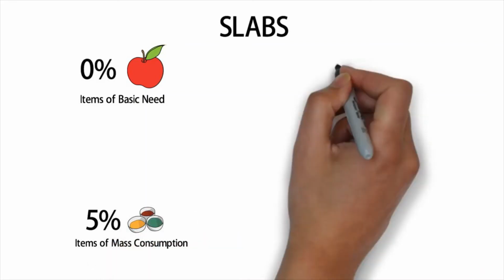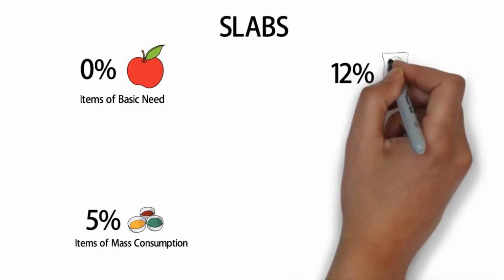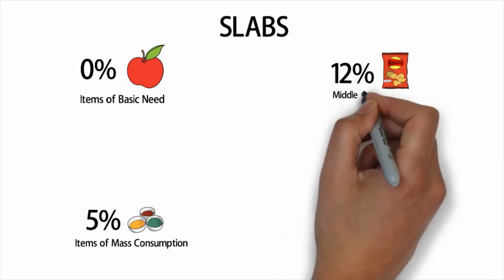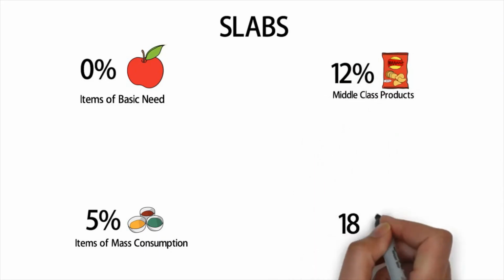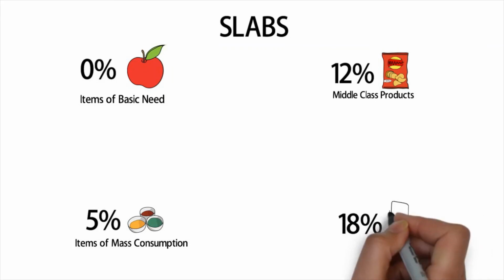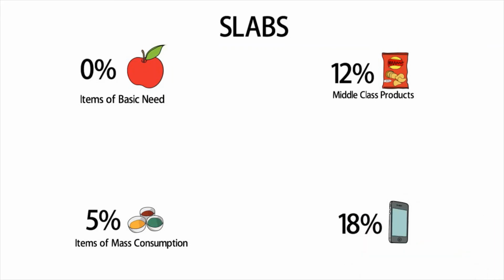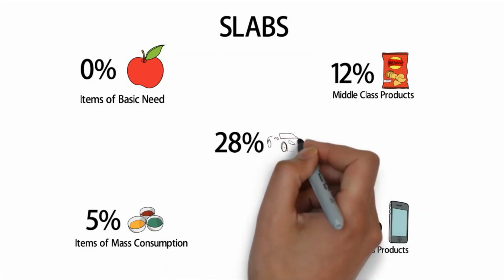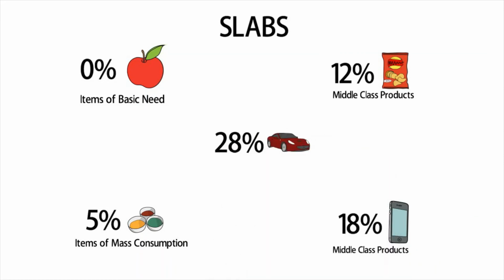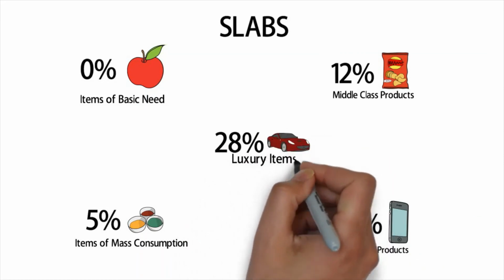fall into this category. Next are the 12% and 18% slabs, which comprise products for middle class people. Products like processed food fall into the 12% slab, while smartphones fall into the 18% slab. The last slab is the 28% slab, which contains all sales of luxury items like sports cars, diamonds, etc.